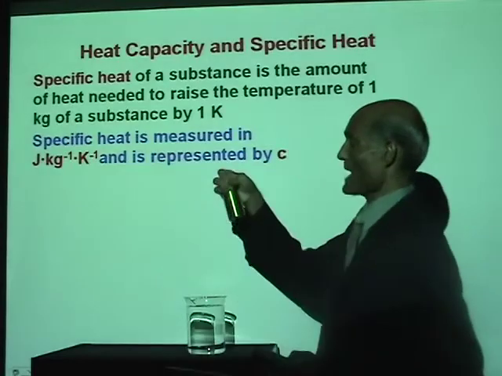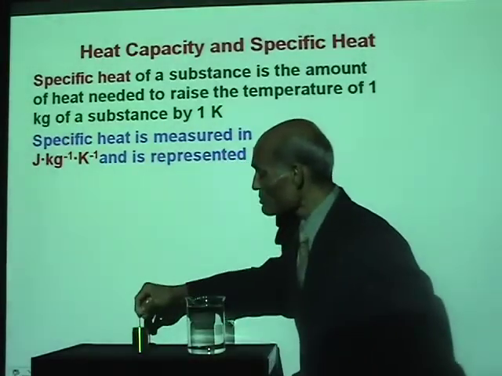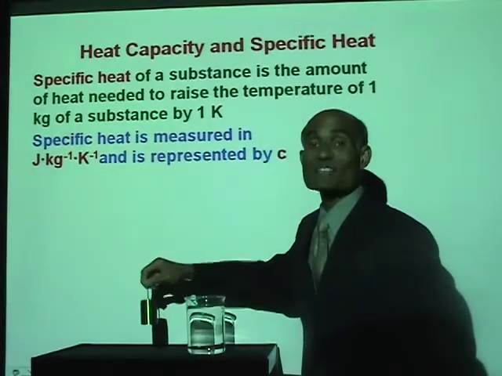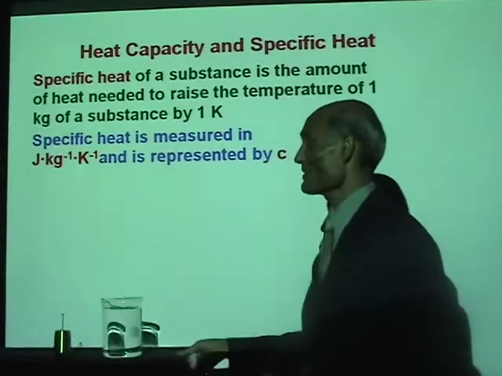This is 1 kilogram of brass. The amount of heat needed to increase the temperature of this 1 kilogram of brass by 1 Kelvin is the specific heat of that substance.